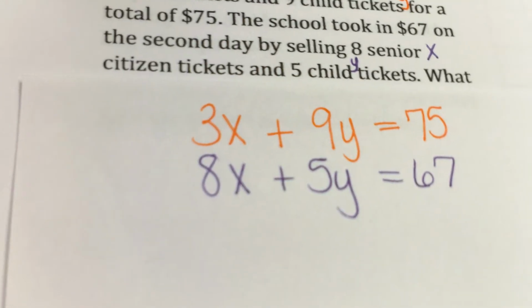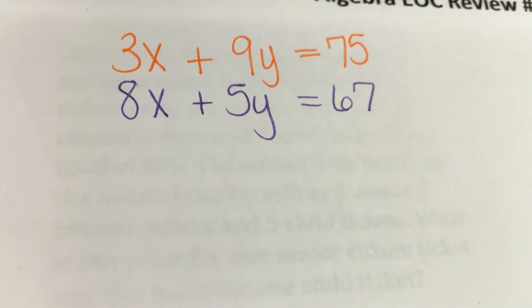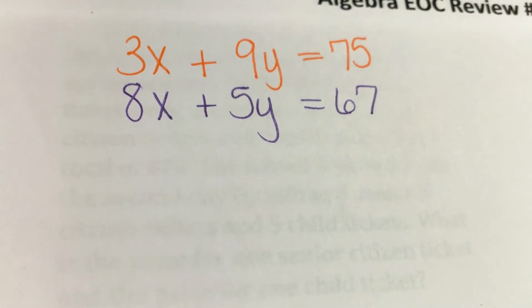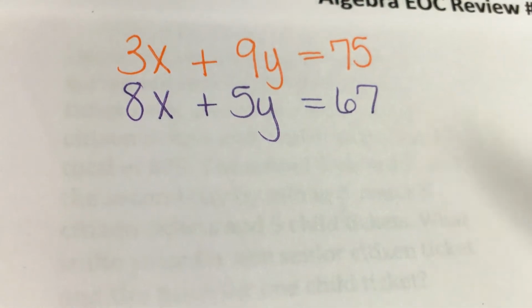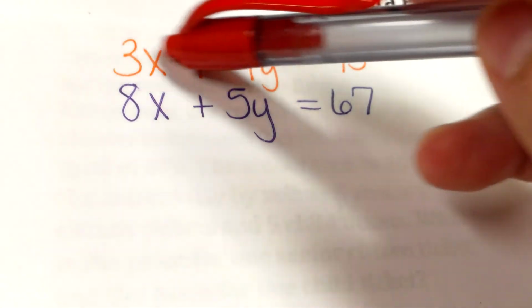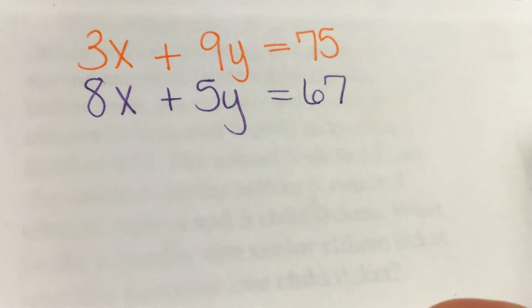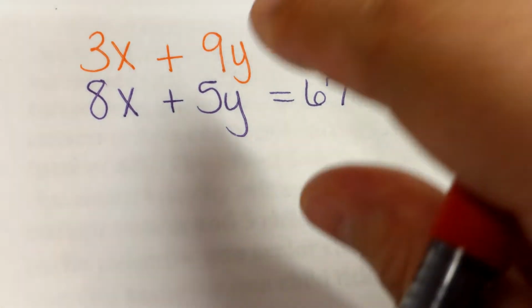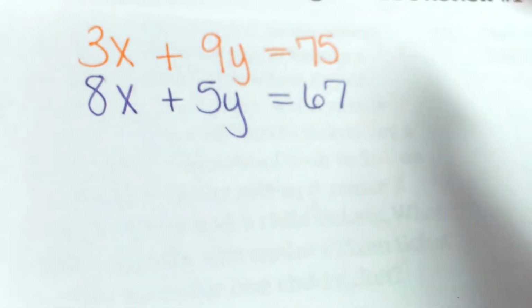We can either graph them and see if they intersect, or we can do substitution or elimination. The first one I'm going to use is substitution. In order for substitution to work, you need to have a y by itself or an x by itself, so we need to make it that way. I would like to use the first equation because they are all divisible by 3. If I'm going to divide everything by 3, I want 3x at the end, so we're going to be solving for x.